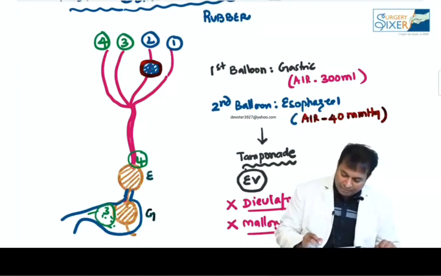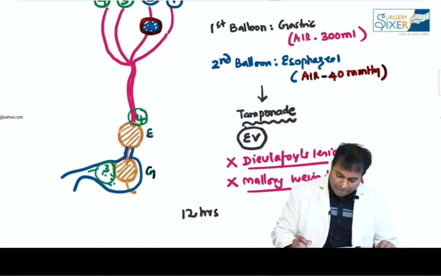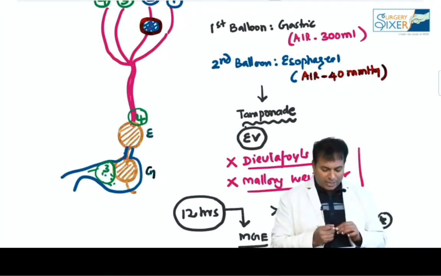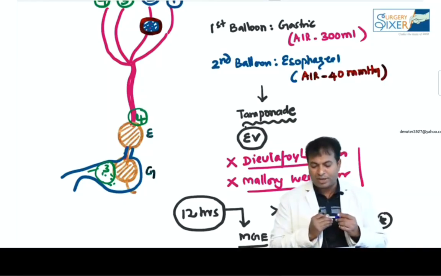The maximum time we can retain this balloon is only 12 hours. Within 12 hours, we should shift the patient to a medical gastroenterologist. If you retain it for more than 12 hours, the major problem is necrosis of the esophagus and perforation. It is a temporary tube, so you should immediately shift the patient to a medical gastroenterologist for further management.